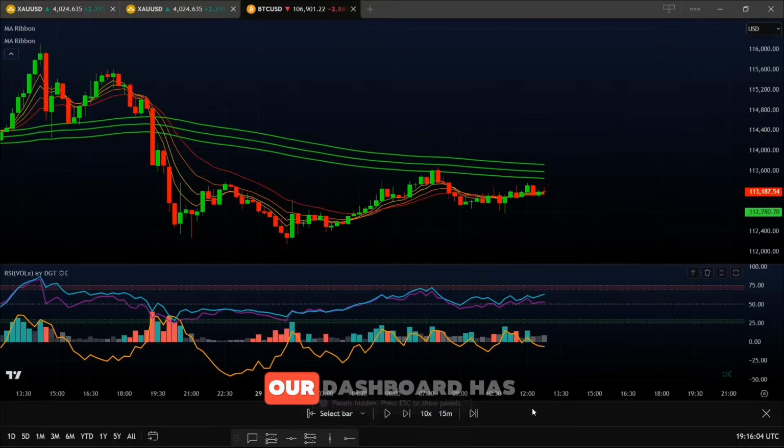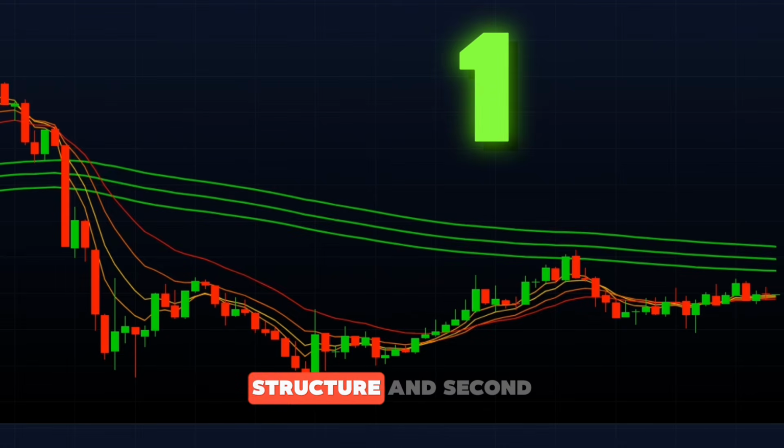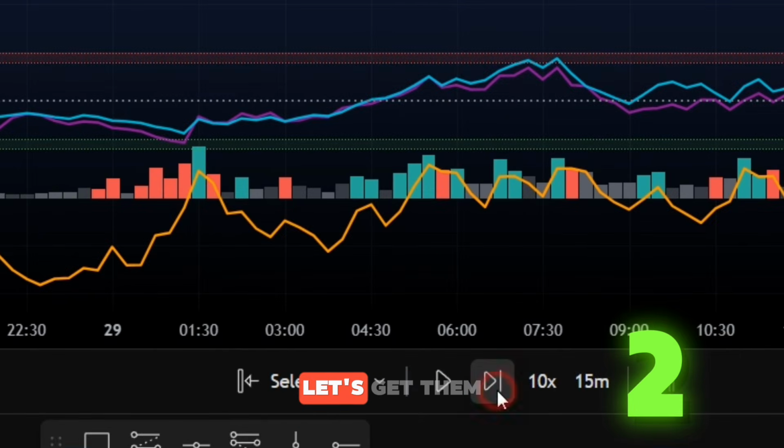Let's build it. Alright, our dashboard has 2 parts. First, the EMA structure, and second, our confirmation engine. Let's get them on the chart.